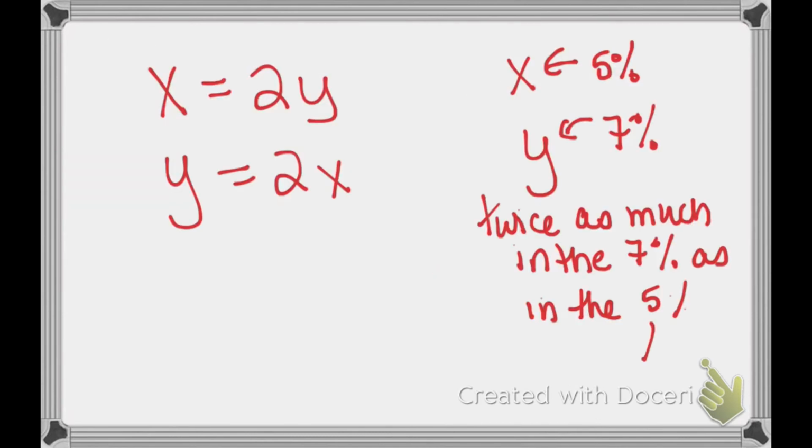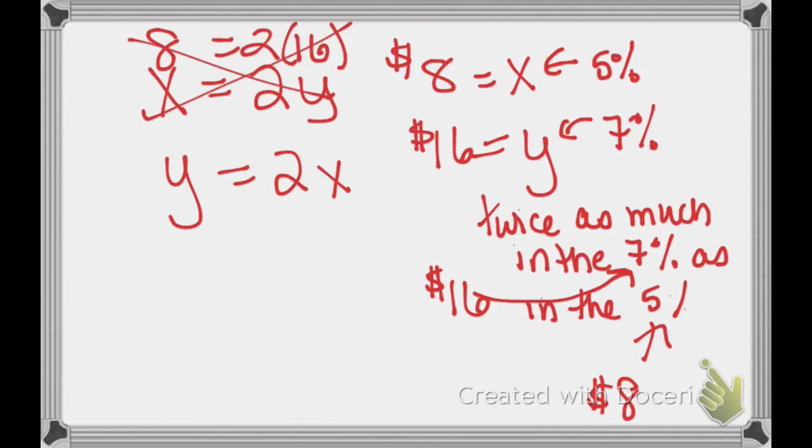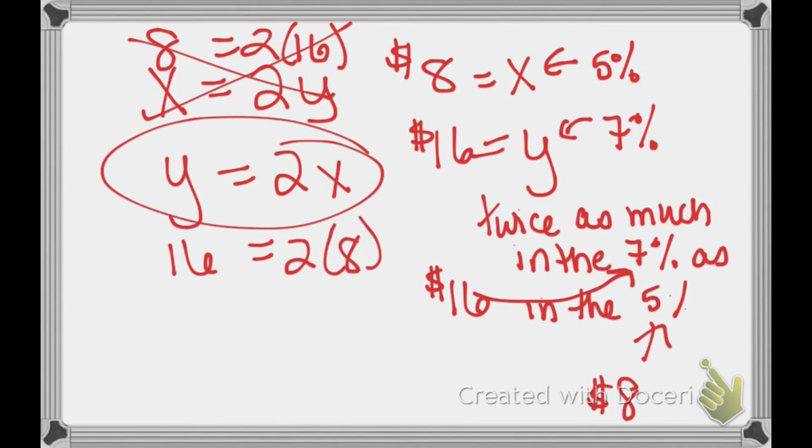Let's say that he invested $8 in the 5%. Obviously it's a lot more than that, but I just want to test it out. Then there would be $16 in the 7%. So this would be 8, this would be 16. So if x is 8, 2 times 16, oh wait, that doesn't work. But if this is 16, we get 2 times, okay, so twice as much in the 7%, so that y will be a bigger value than the 5%. It's y equals 2x.